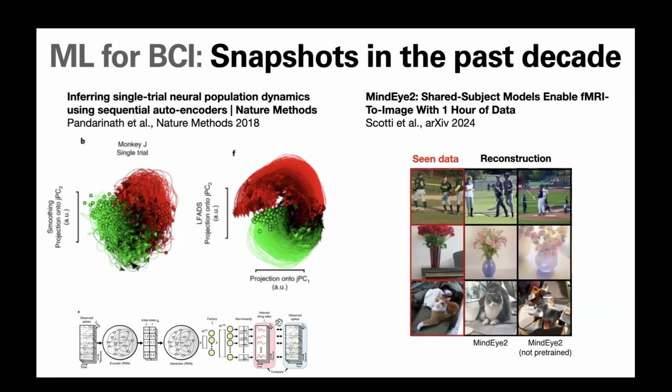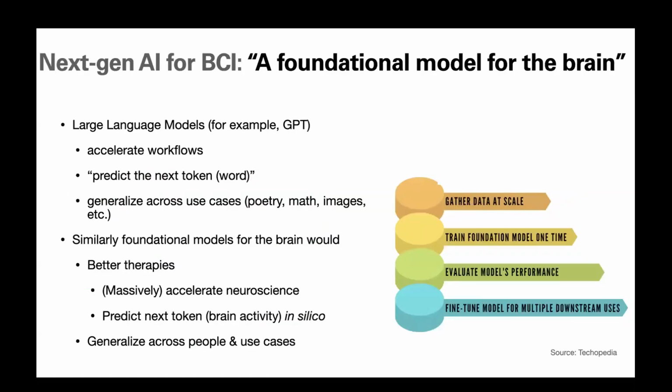And I think this is starting to bridge on what you might call AI, because that's the foundation of what people would call a foundational model for the brain. So we're all familiar with ChatGPT. This is a large language model. Of course, it was trained on a massive corpus of data, and that allows you to accelerate workflows, predict the next token or word, and therefore generalize across use cases.